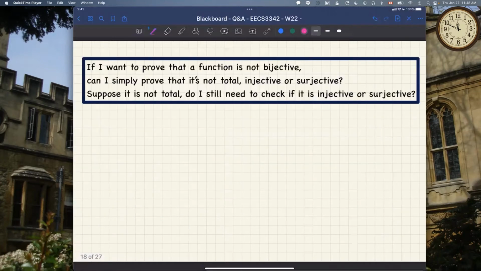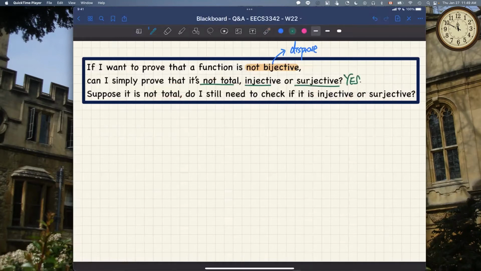And this question here from the Google Doc. If I want to prove that a function is not bijective, meaning that you want to disprove it, can I simply prove that it is not total, injective, or surjective, meaning that you're only going to disprove one of them? Suppose it is not total, do I still need to check if it is injective or surjective? So there are two parts to the question. Number one, can I simply show that it is not total, not injective, or not surjective? Yes, you can just prove one of them.